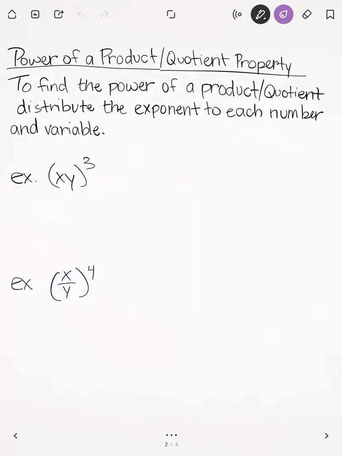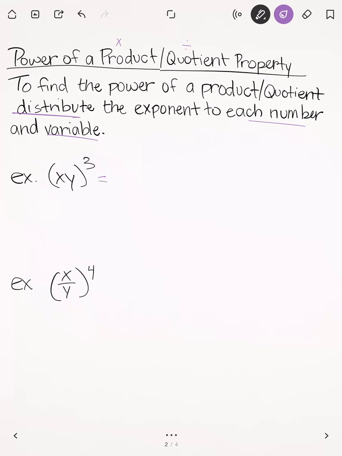Looking at our next example, I combined 2 into 1 just for sake of time. Power of a product or quotient property. Again, product means multiplication, quotient means division. So when you are trying to find this, basically you're just distributing the exponent to every number and variable. Every number and variable gets the exponent.